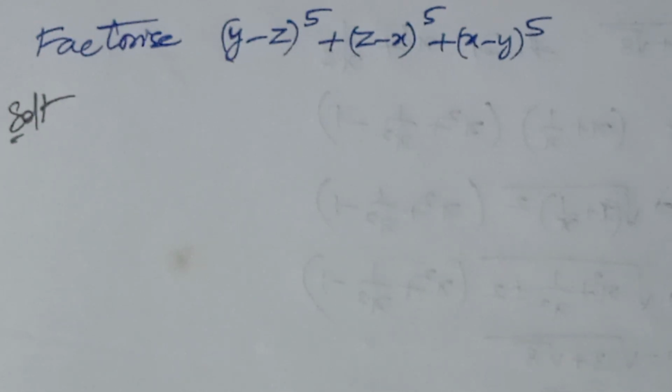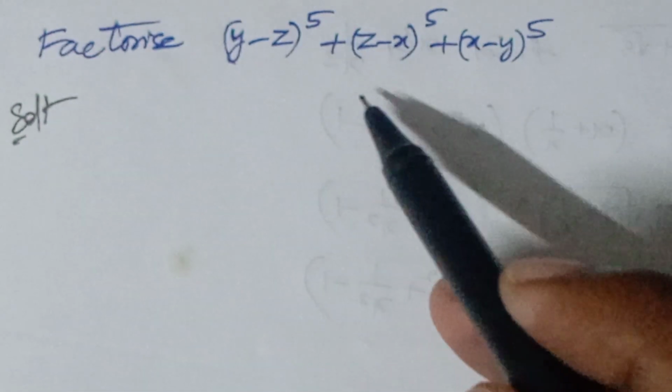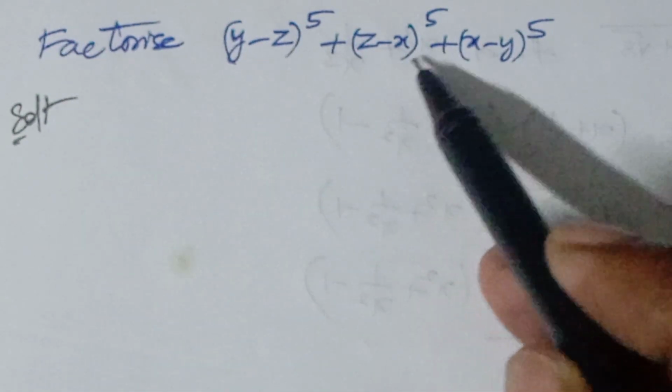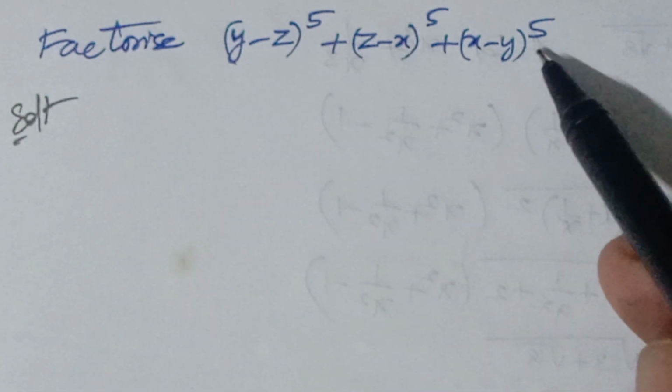So the question is given now. Factorize (y − z)^5 + (z − x)^5 + (x − y)^5.